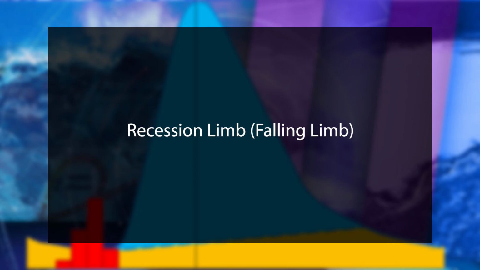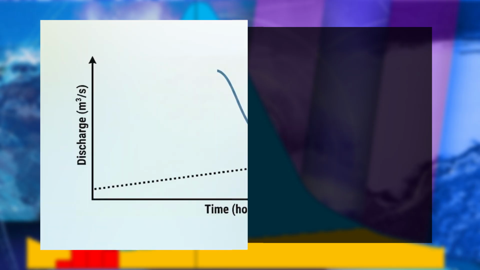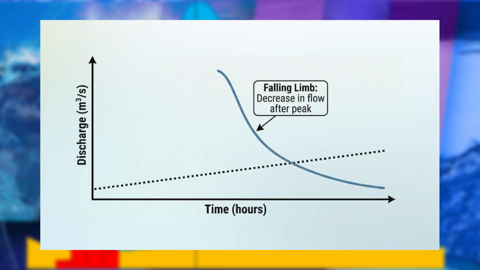Next is the recession limb, which is also called the falling limb. It represents the decline in discharge once precipitation stops and shows the decrease in water discharge as the runoff declines and the water returns to previous conditions. The recession limb is controlled by groundwater contribution and system drainage, and its length and shape are influenced by soil permeability, basin storage capacity, vegetation and drainage efficiency.